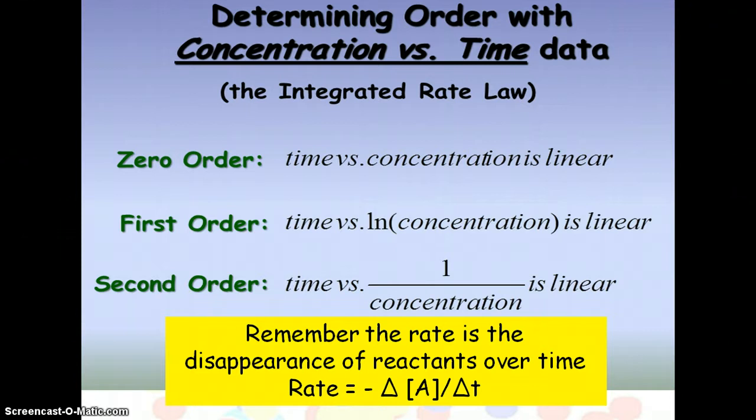They're turning into products. So we're going to have a negative change in the concentration of the reactants, and then that will be divided by the change in time. That's going to give us our rate.